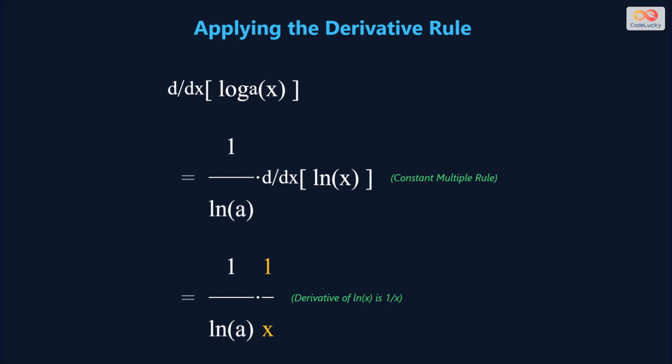Now the calculus becomes easy. We keep the constant coefficient, 1 over natural log of a, and we simply multiply it by the derivative of the remaining function, which is the natural log of x. As we recalled earlier, the derivative of natural log of x is 1 over x, so we multiply these two parts together.